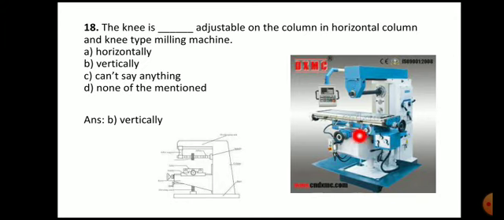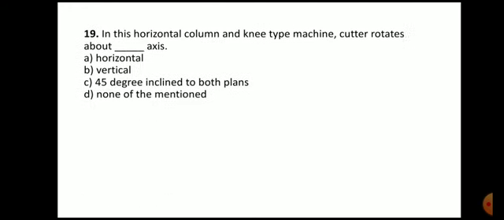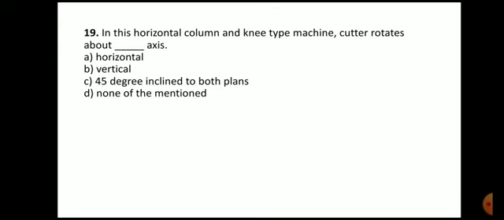You cannot move this horizontally. You can adjust this knee vertically. So the answer is vertically. Next question. In this horizontal column and knee type machine, the cutter rotates about blank space axis. Horizontal, vertical, 45-degree inclined to both plane, none of the mention.